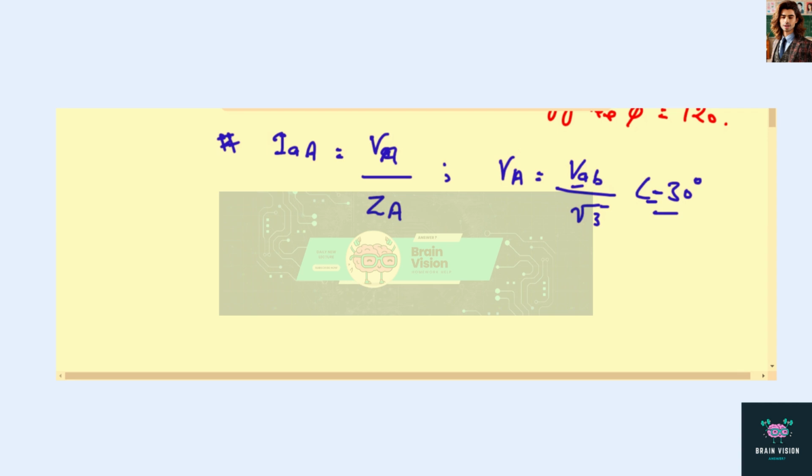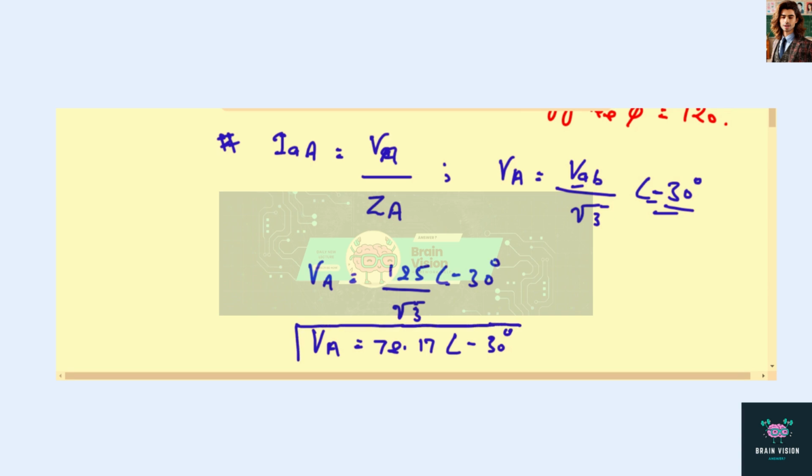If we put in the value of V_AB, V_A becomes 125 by root 3, and as the angle is 0 degrees, we can directly write angle minus 30 degrees. If we simplify, we get V_A equal to 72.17 angle minus 30 degrees. So this is the value of V_A.